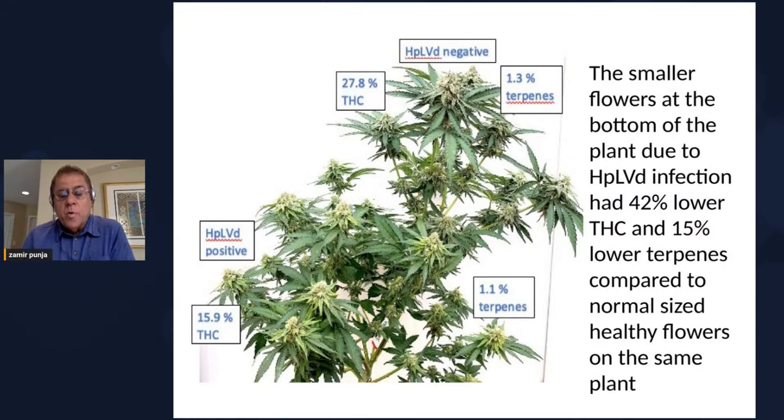The reason this plant is so important is that now we can make a direct comparison of the impact on things like THC. And what you see here in the healthy portion of the plant, 27.8% THC. And down here, it's 15.9. You're looking at about a 40% reduction. Terpenes, about 1.3, and down here, 1.1, about a 10% reduction in terpenes. So right away, you can see when you've got that reduced growth, as well as some other things, you're dropping your THC levels by a considerable amount as a result of the infection by this viroid.